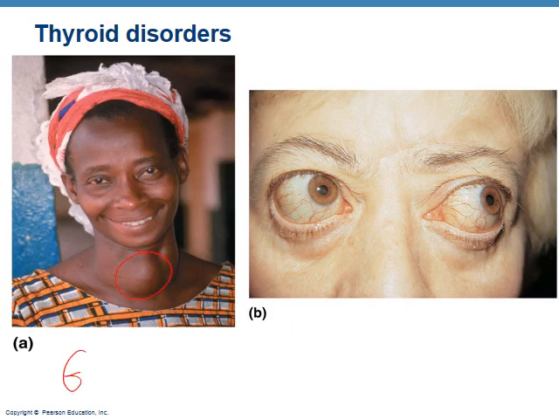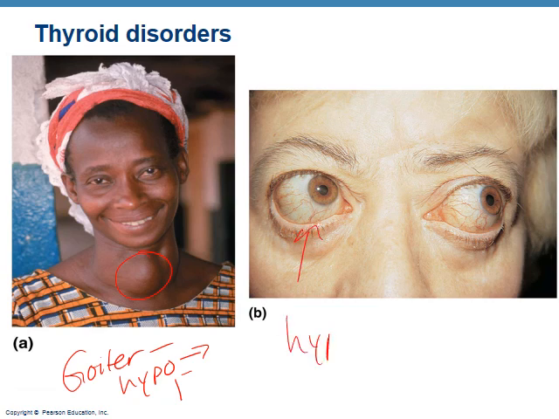Here's an example of a goiter. This would have something to do with hypothyroidism, also something to do with not getting enough iodine in your diet. Here we can see the bulging eyes, and this would be a sign of hyperthyroidism.